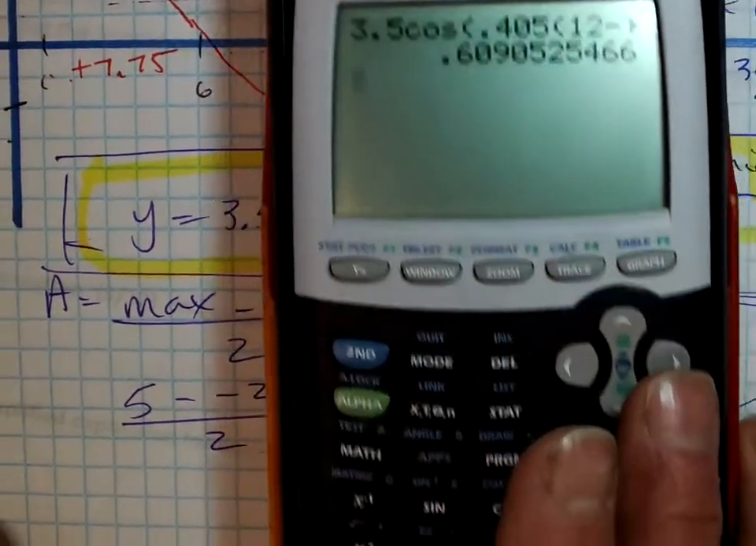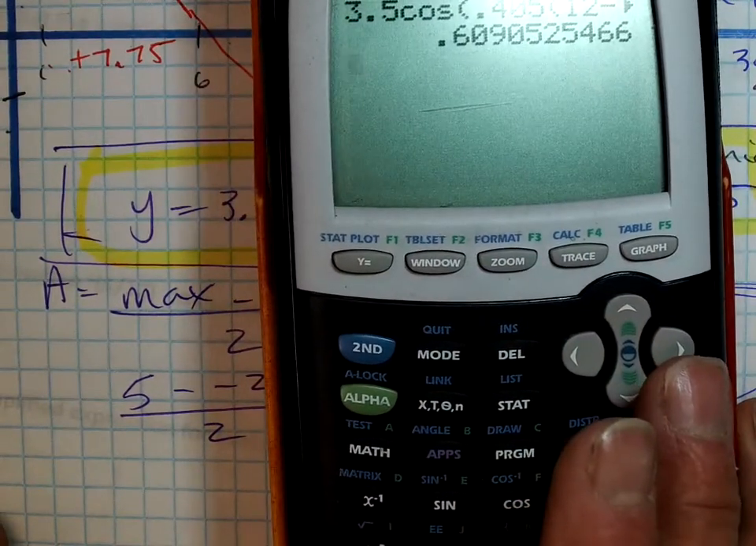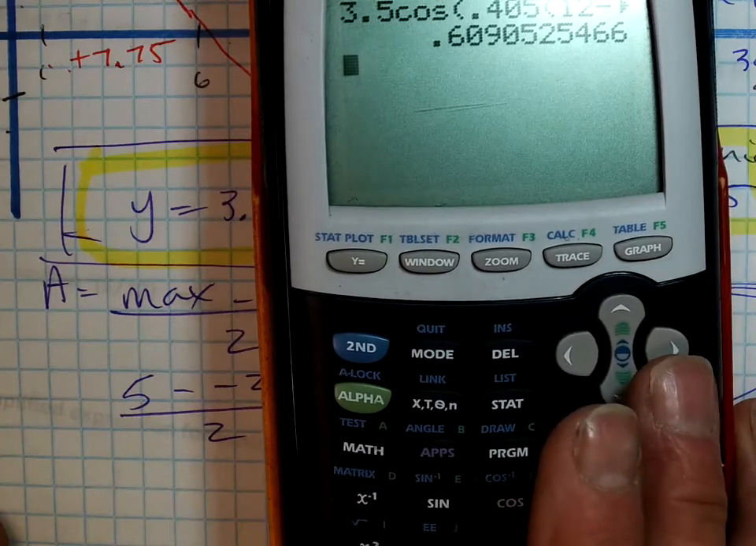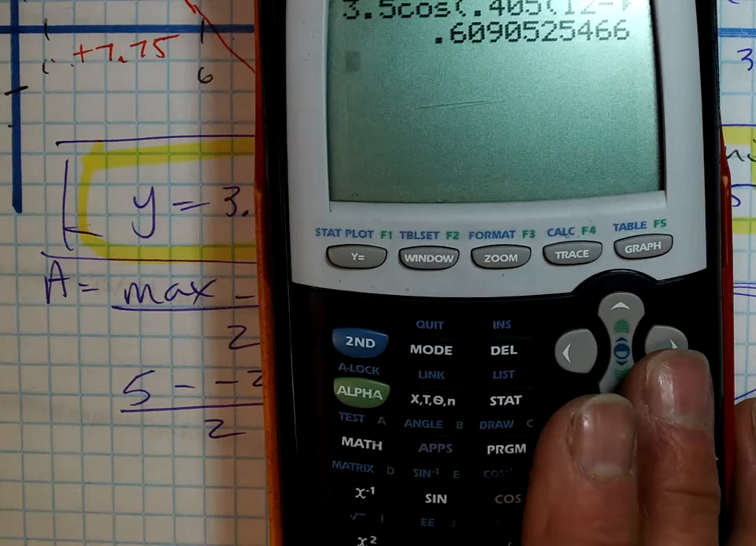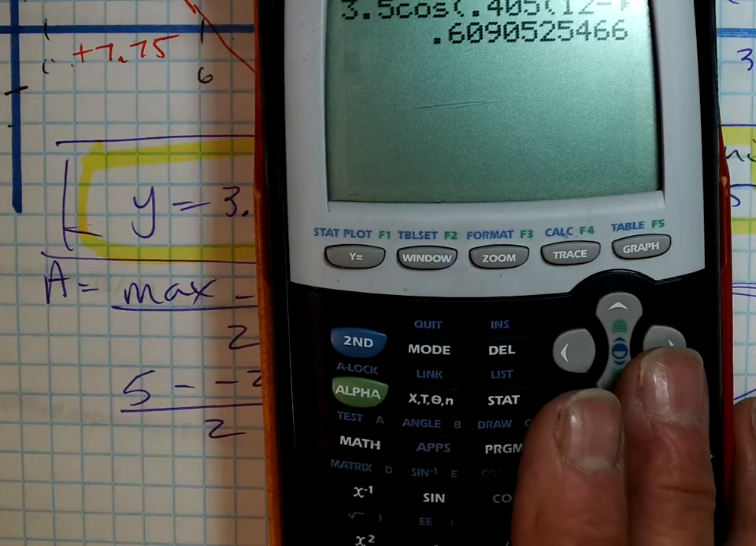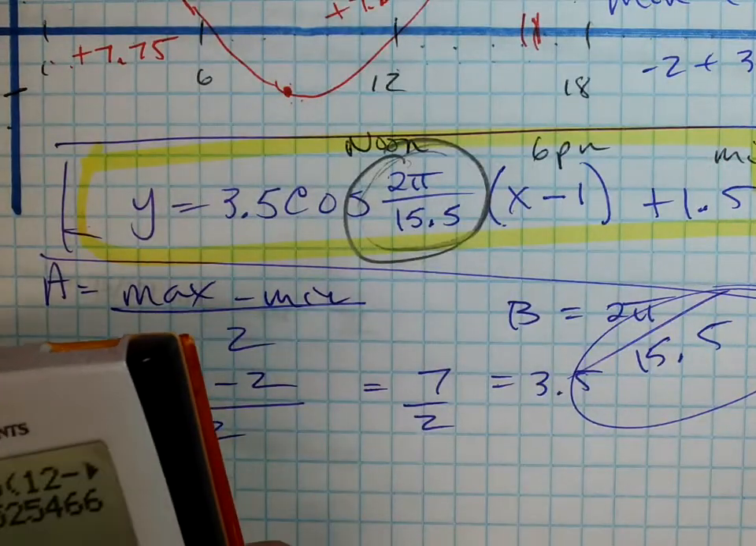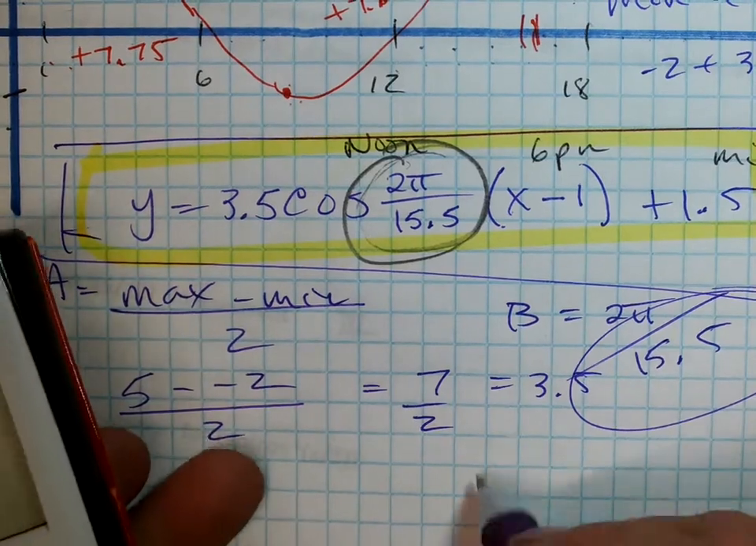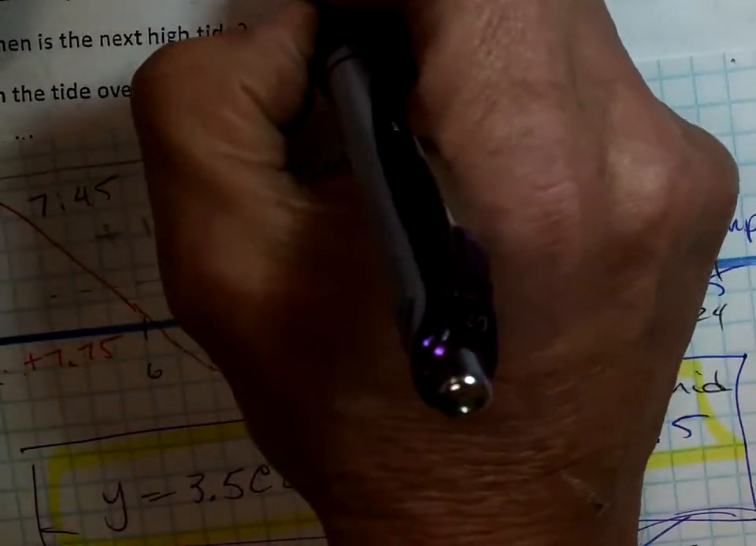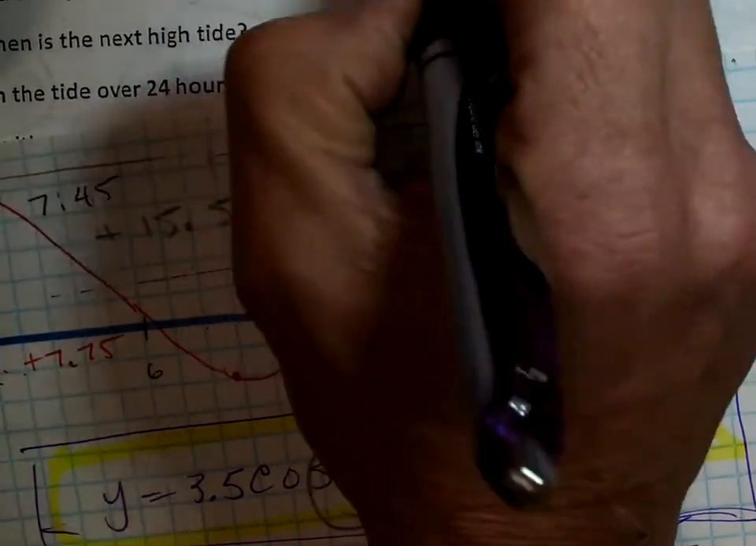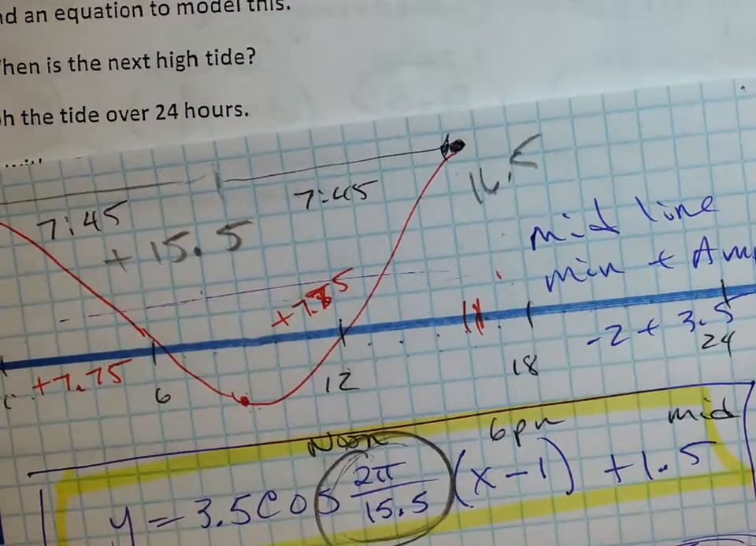Oh, wait a minute. So we're not graphing it. No, I didn't graph it. I just plugged it in. You could. Do you want to graph it? I mean, no, that's okay. So about 0.61 meters. About 0.61 meters, okay? When is the next high tide?